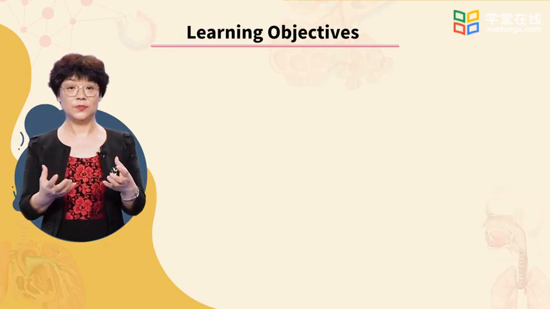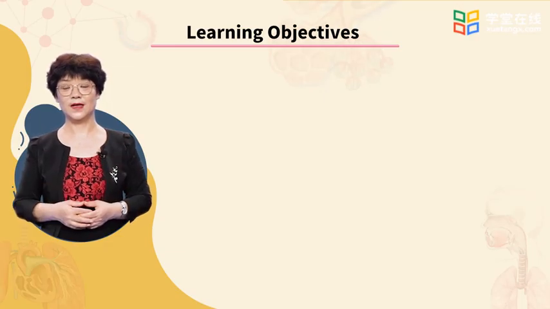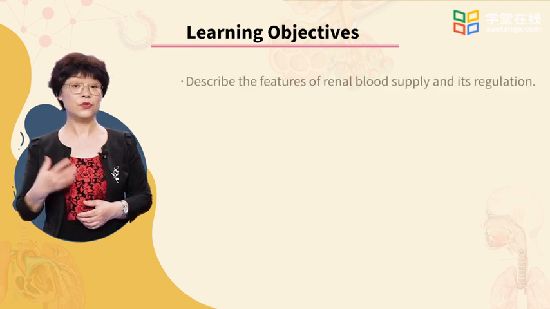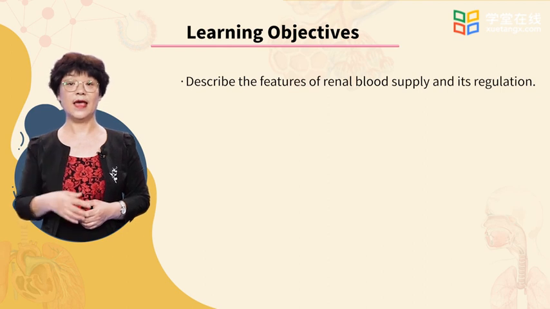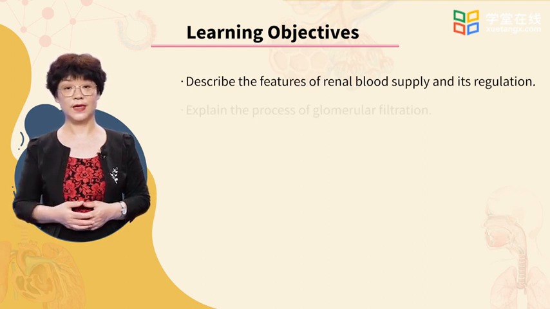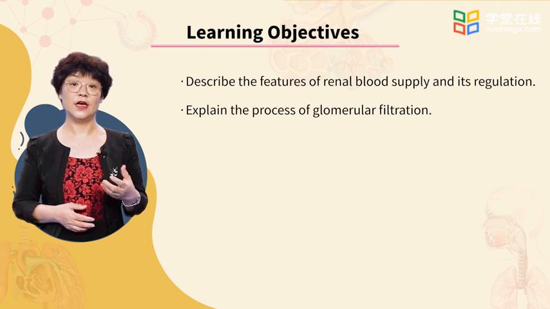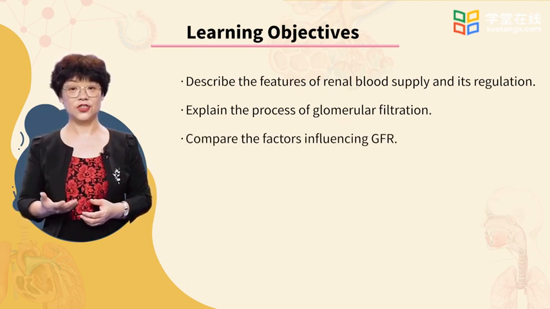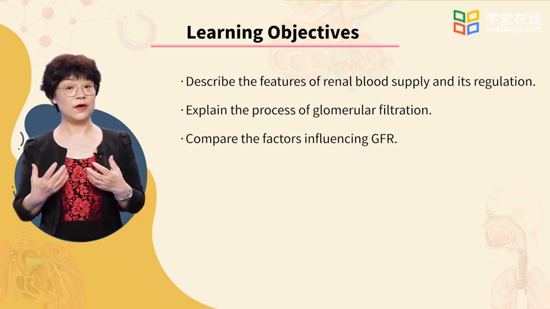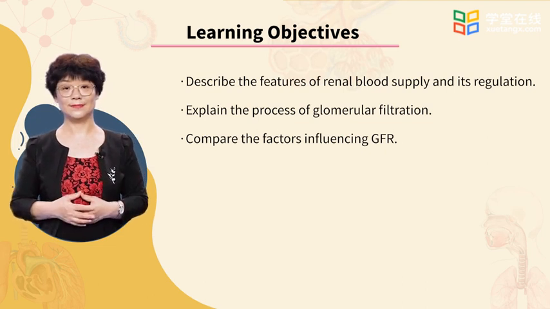Here are the learning objectives. After this session, you should be able to describe the features of renal blood supply and its regulation, explain the process of glomerular filtration, and compare the factors influencing glomerular filtration rate.